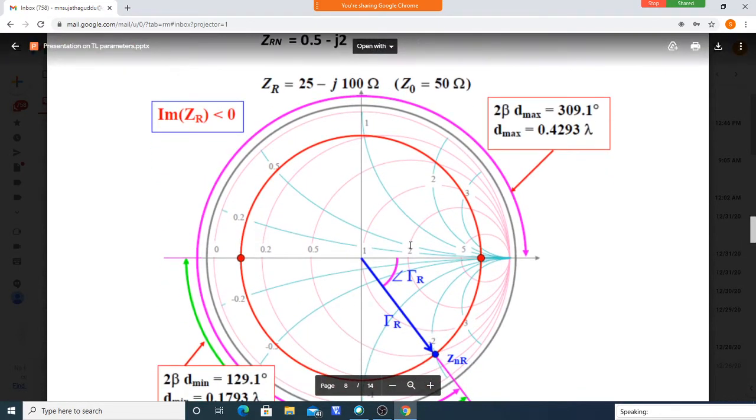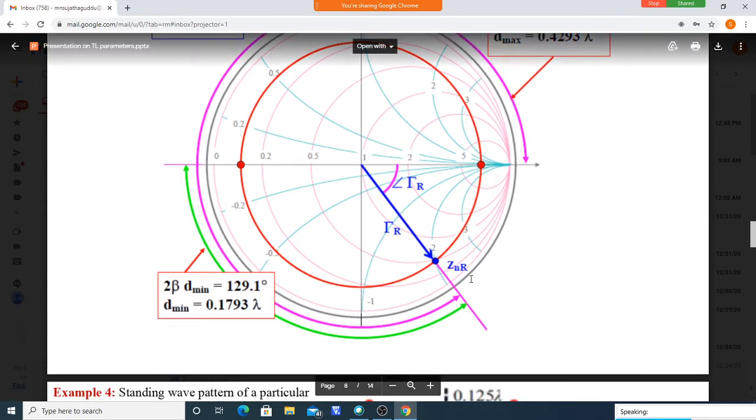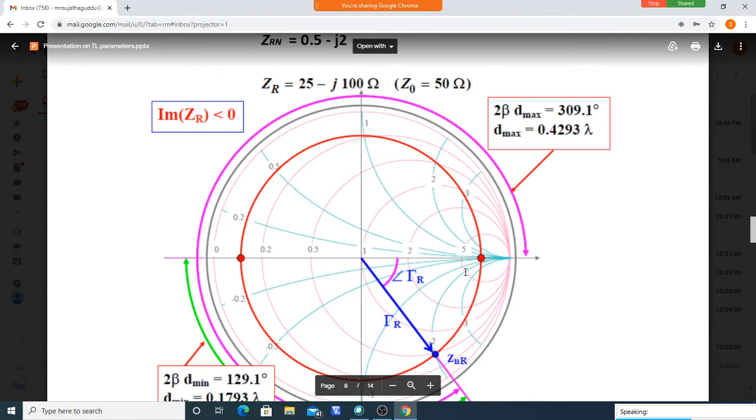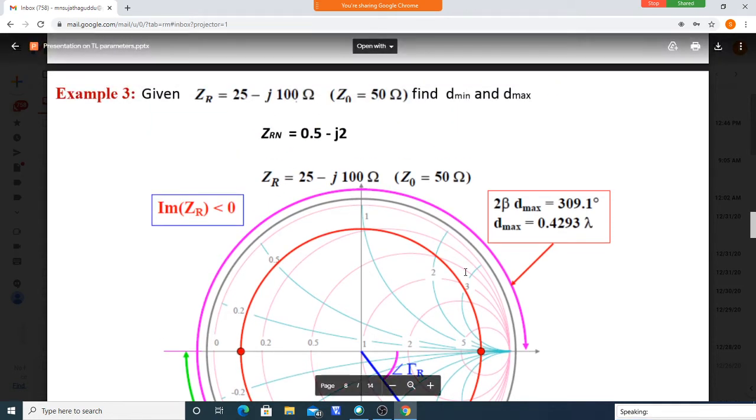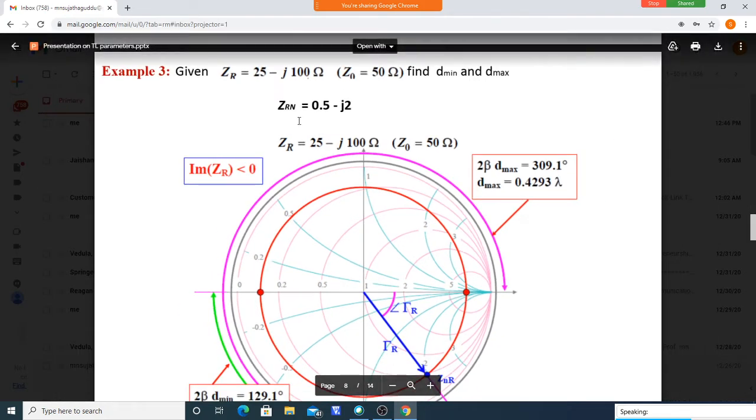Okay, this problem we will take. Given load impedance ZR is 25 minus j100 ohm. Find the D minimum and D maximum. Okay, in this problem, see this problem, here is a 25 minus j100, 50 ohm.